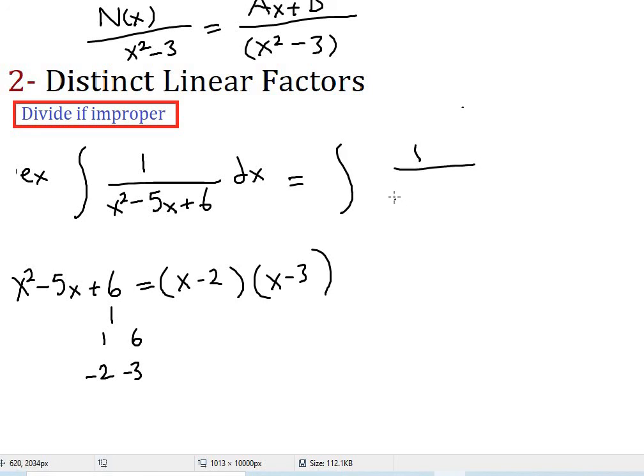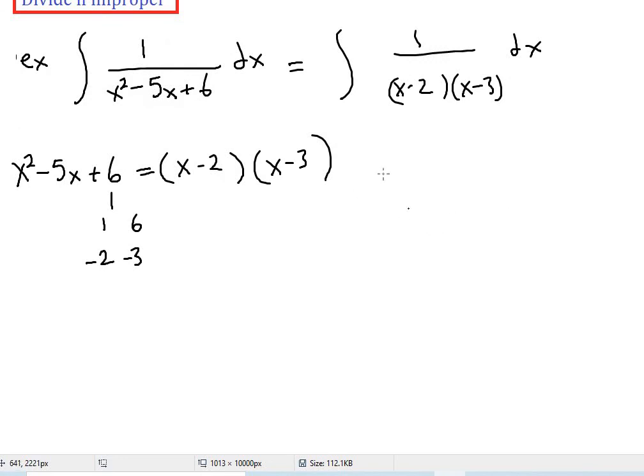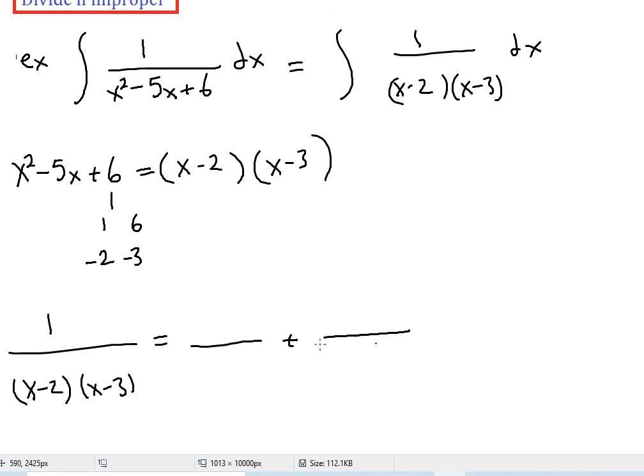So 1 over (x minus 2)(x minus 3) dx is our new integral. Now, using the partial fraction decomposition method, 1 over (x minus 2)(x minus 3), we are going to equate this to two different fractions because we have two factors here. So this is like N of x over D of x is equal to, our first factor is x minus 2, our second factor is x minus 3.